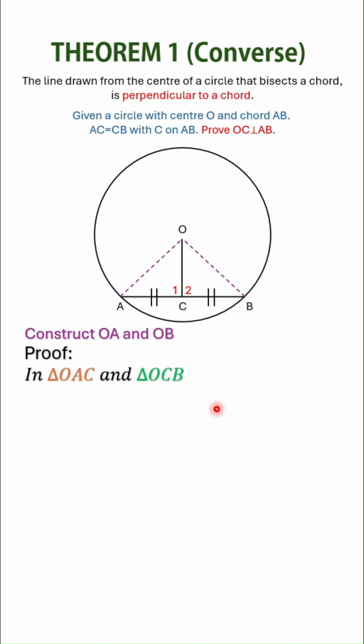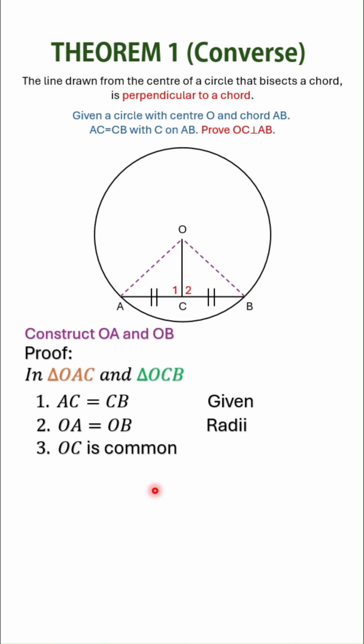Now that we have mentioned the triangles, we need to prove 3 points for congruency. The first point that we can prove is that AC is equal to BC. Remember that it is given to us that AC is equal to CB. The second part is that OA is equal to OB. OA and OB are both radiuses, so they are equal. The last point is that OC is common in both the triangles. So now we have proved 3 points.